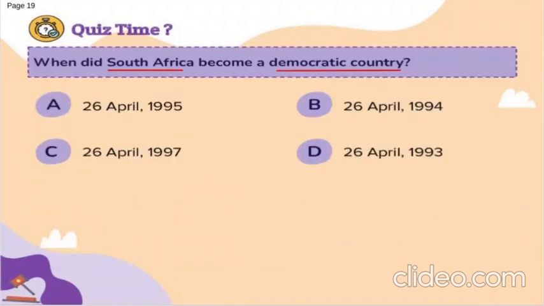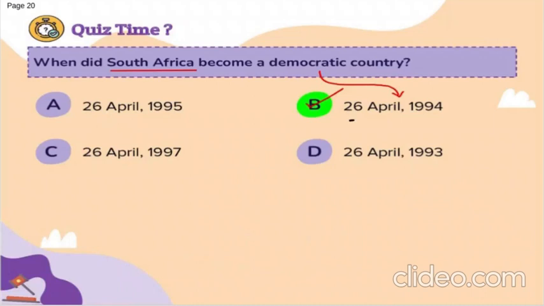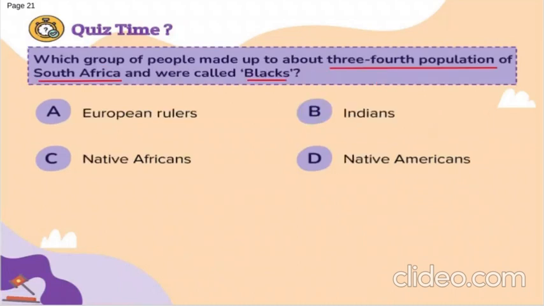Next one. When did South Africa become a democratic country? When did they gain the republic? So it was basically in the night of 26 April 1994. On 26 April 1994, South Africa became democratic. Now, which group of people made up the three-fourths population of South Africa and were called blacks? Now, we are talking about South Africa.